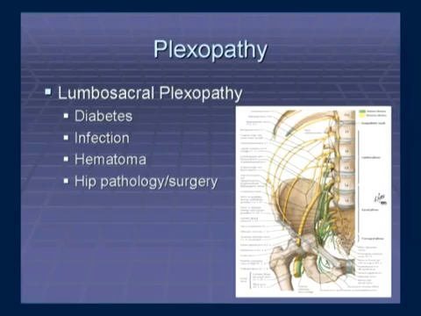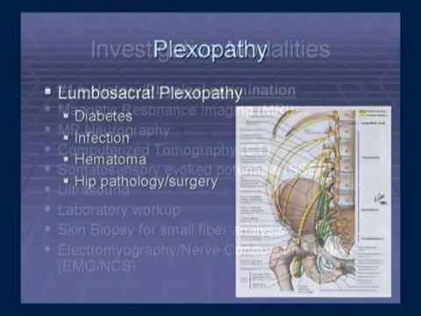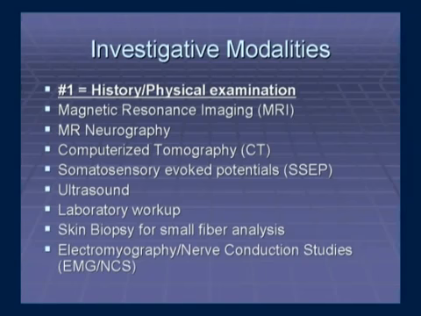Just like the brachial plexus, you can have problems in the lumbosacral plexus. Briefly, the investigative modalities, without a doubt, number one is the history and physical examination. You have to figure out, is there a sensory component? Is there a motor component? Is it proximal? Is it distal? Did it start suddenly? Did it start gradually? Do the symptoms fluctuate? Does it involve the eye muscles, etc.?